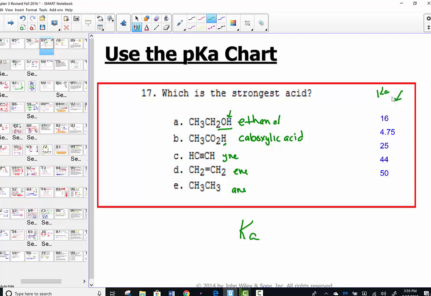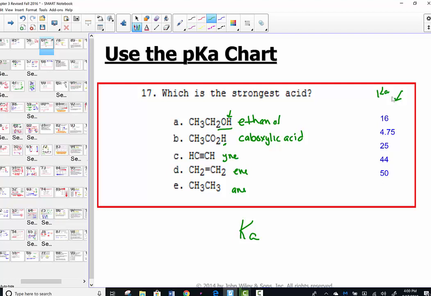Carboxylic acid. Well, that's kind of a hint as soon as I say the word acid, which one's the strongest acid. Carboxylic acid, COOH. Cool. Find that number, 4.75. Put your finger on it. Do you see how it looks in your table 3.1? Ethine, HC triple bond CH, has a number of 25. Find it on your chart and verify. You can read this. The ene ending is 44 and the ane ending is 50.